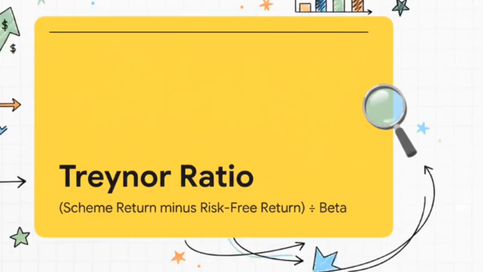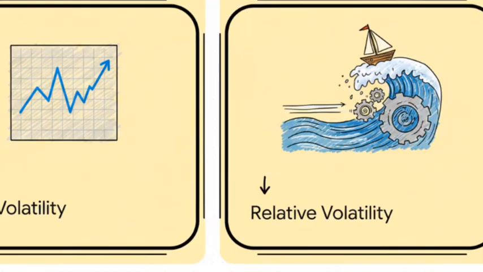Next up is the Trainer ratio. Notice how similar the formula is here? It's the scheme's return minus the risk-free return, but this time it's divided by beta instead of standard deviation. Just like the Sharpe ratio, it calculates a risk premium per unit of risk, but it's actually measuring a very different kind of risk. So here is the absolute key distinction you need to remember as an evaluator.